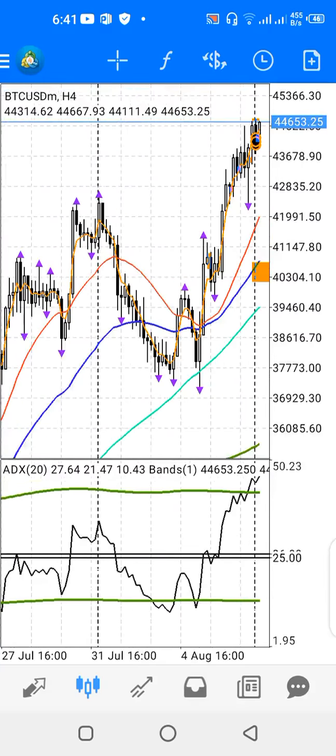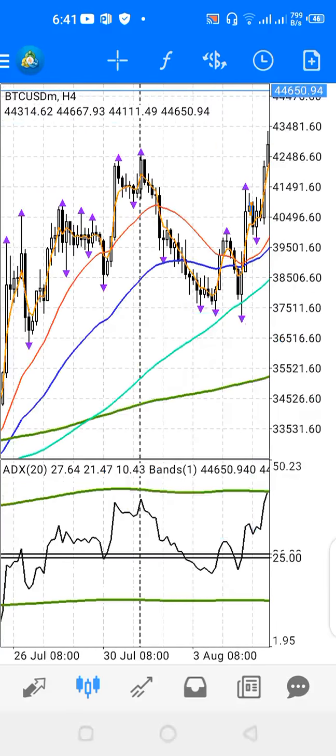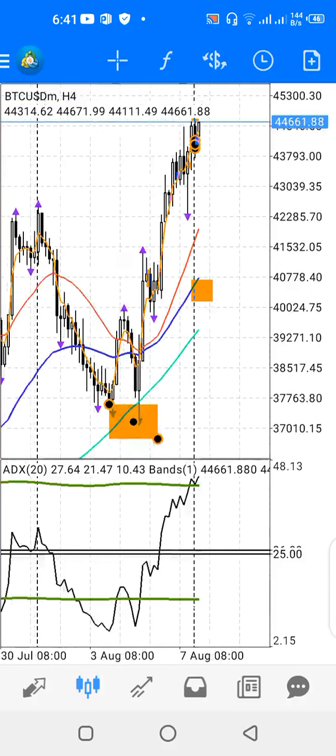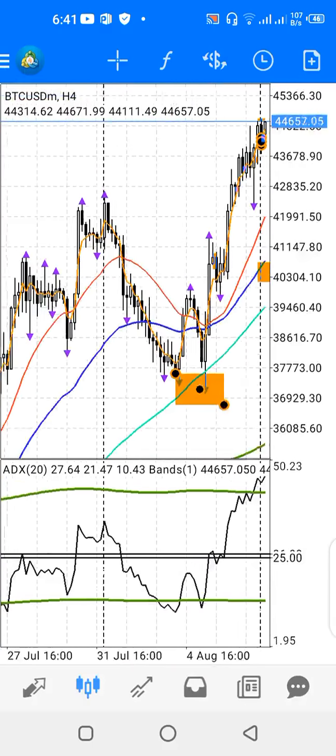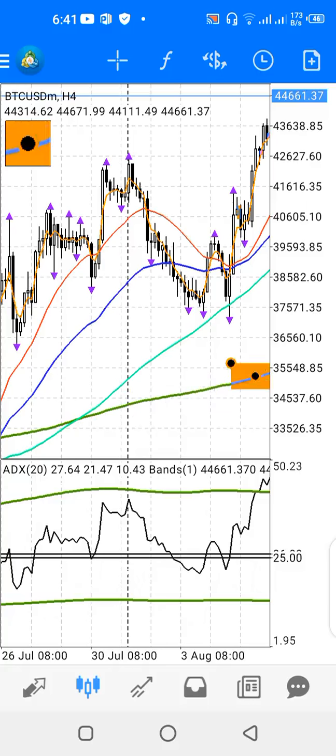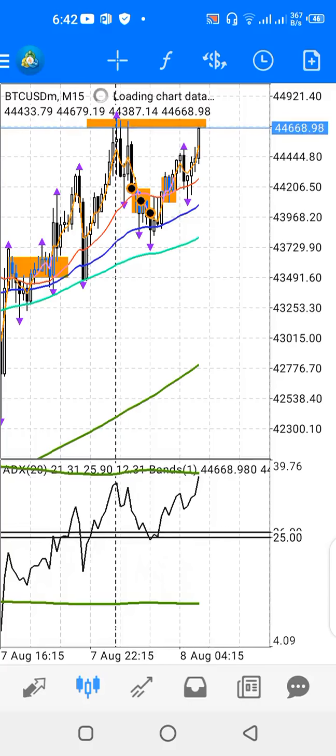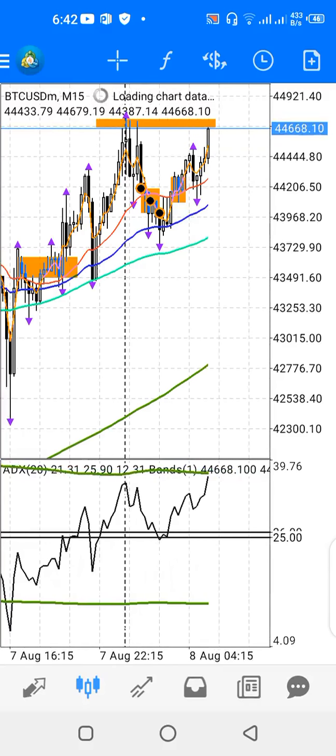Okay, this is your trend identifying indicator on the 4-hour. All other indicators are above the trend identifying indicator. Also on the 1-hour time frame, this is your trend indicator. All other indicators are above it. So then if you go to the 15 minutes, same thing applies. Okay, so that's the way you use these indicators for this strategy.